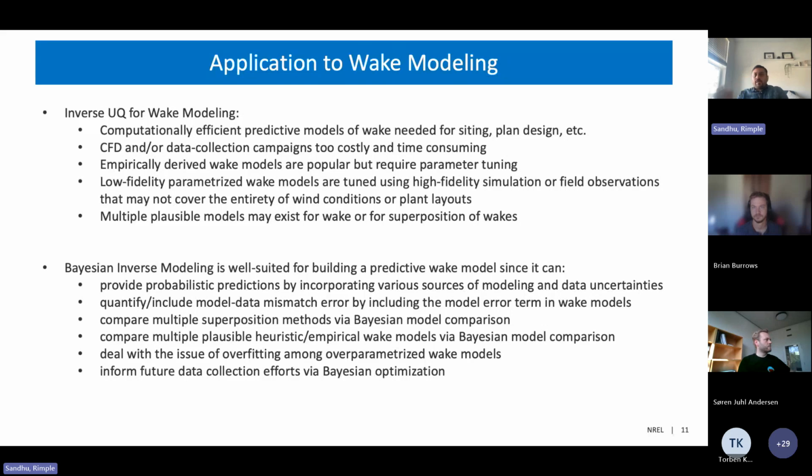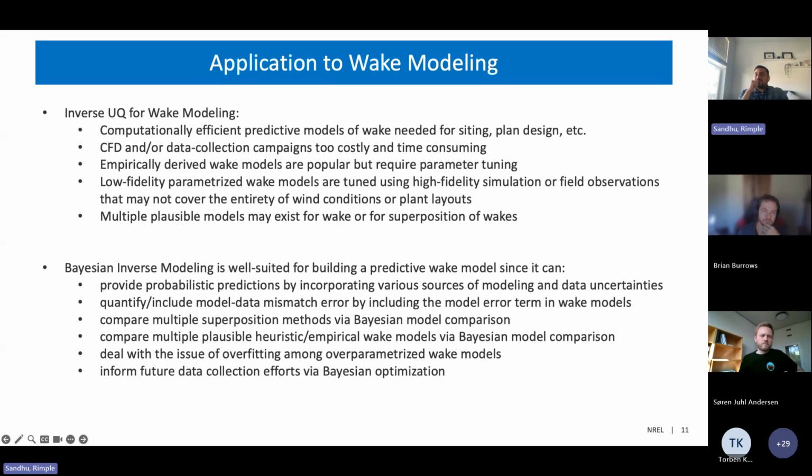So talking about wake modeling, I don't know how I'm doing on time. Eric, please interrupt me if I'm going over time, but this is my last slide.